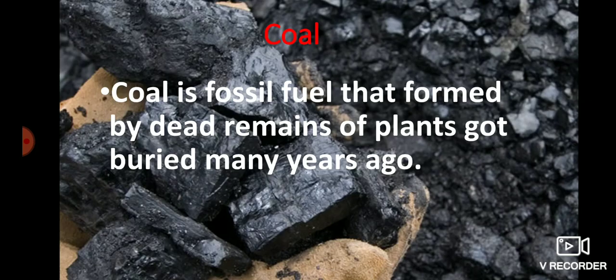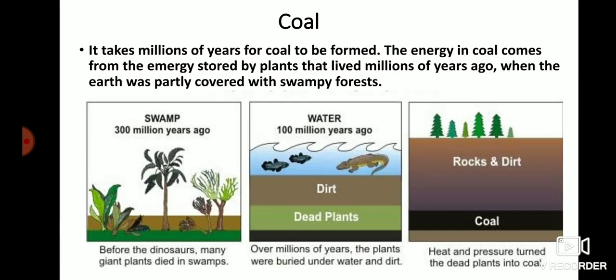Coal is black in color. Coal is a fossil fuel that is formed by dead remains of plants that got buried many years ago. You know that coal is mostly used as fuel for getting heat, and many other uses of coal we will learn today. So, how is coal formed? It takes millions of years for coal to be formed.